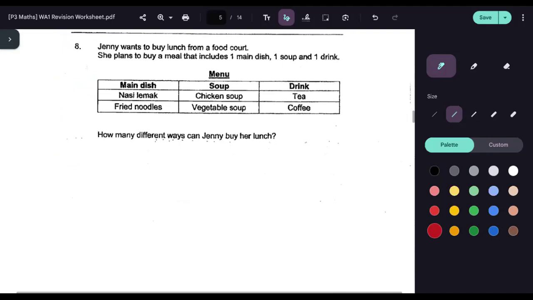Jenny wants to buy lunch from a food court. She plans to buy a meal that includes one main dish, one soup, and one drink. How many different ways can Jenny buy her lunch? Okay, there's only 2 different ways that she can do it. Okay, I show you the answer first.